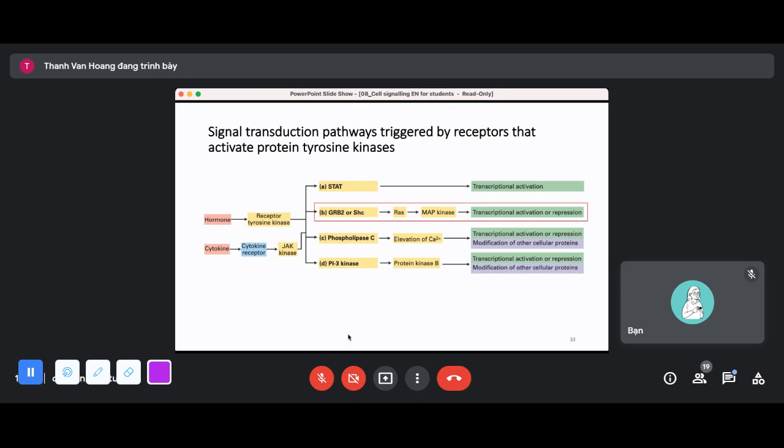So let's talk about the next signaling pathway, which is also very common.